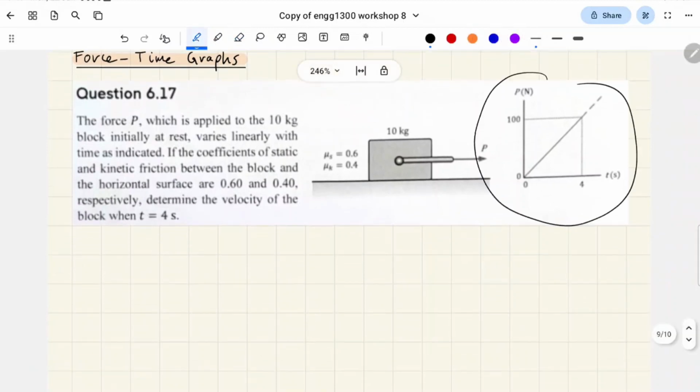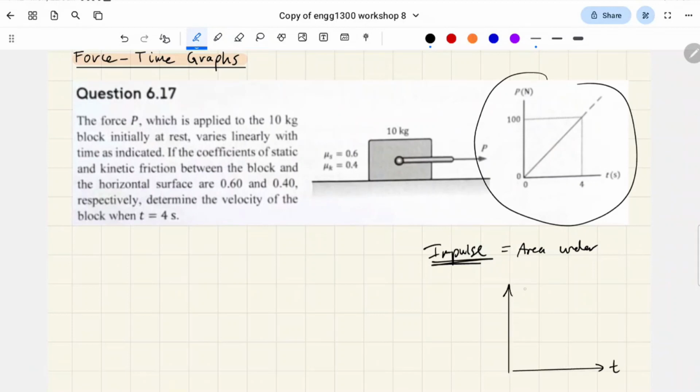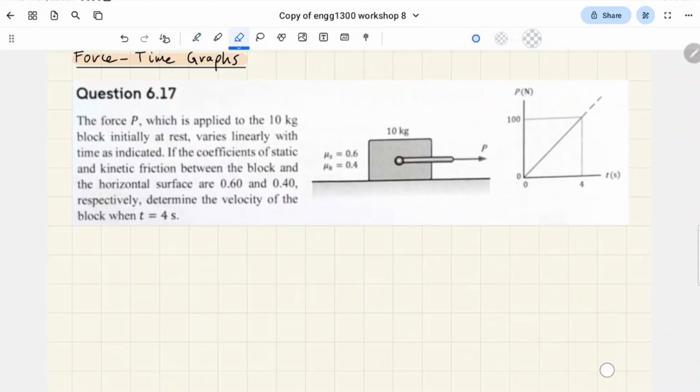The graph that we're given here is the applied force versus time, right? But our impulse is the area under this graph, in this case. So it's not equal to the applied force, but rather the driving force. That's what I was alluding to in question 1. It's going to look different to the applied force because we have to take into account friction. So, let's just do the question.